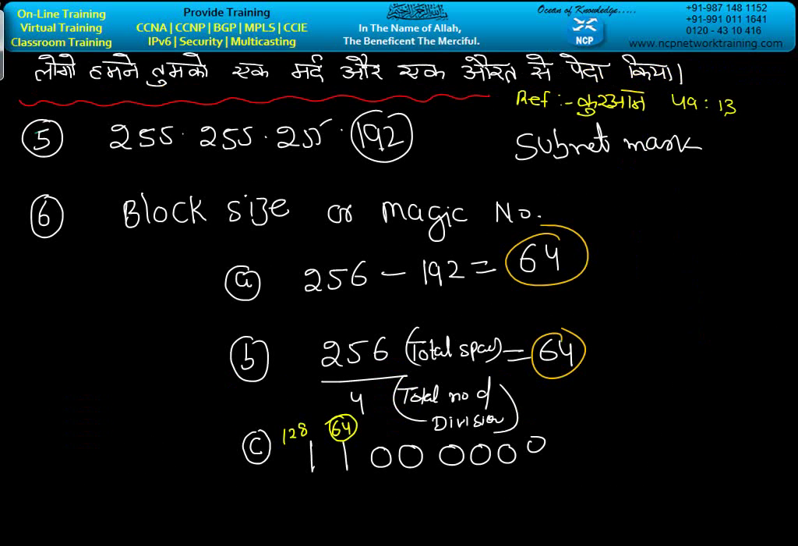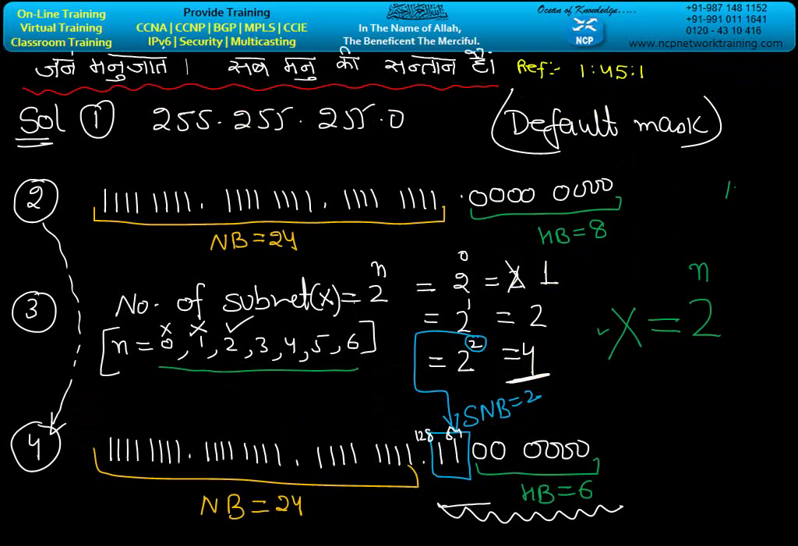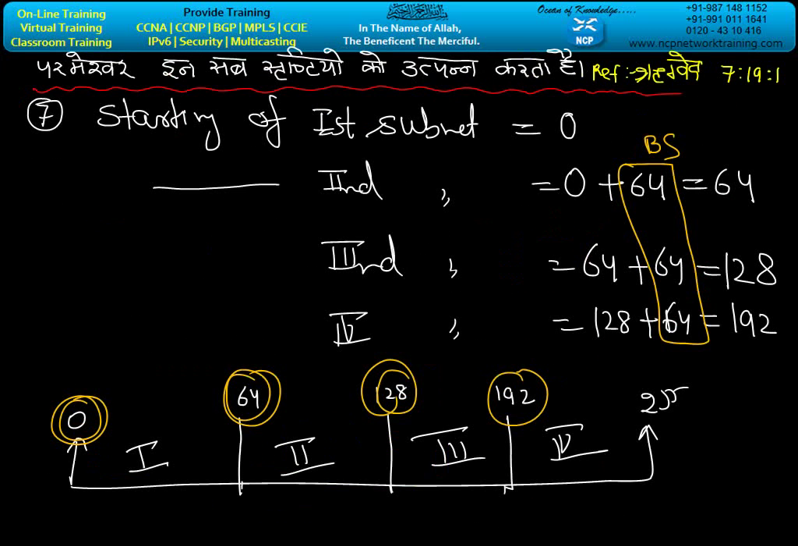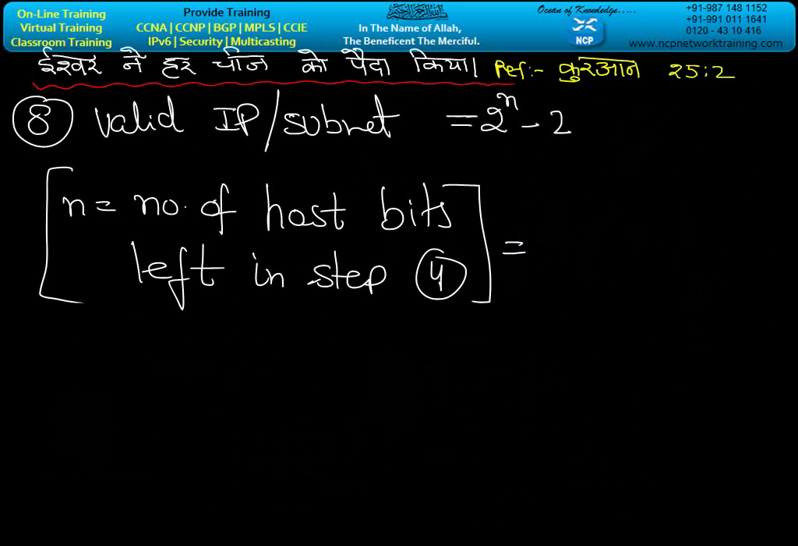N means number of host bits left in step 4. How many bits is left in step 4? 6. 2 to the power 6 minus 2. 64 minus 2 equal to 62.